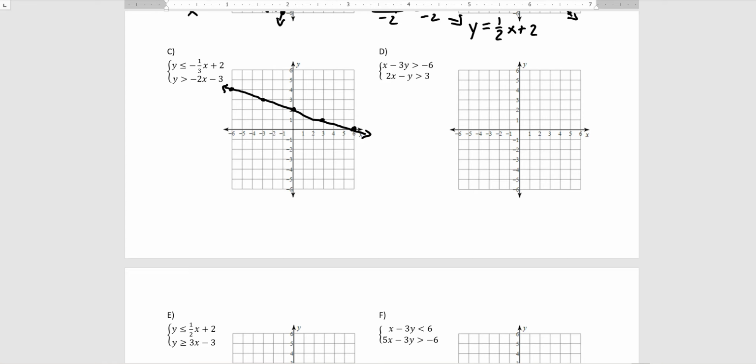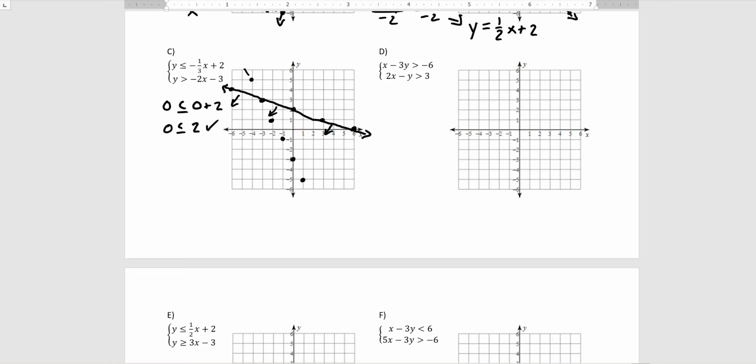Oh, I need to do my shading here. What am I thinking? So 0 is less than 0 plus 2. Is 0 less than or equal to 2? Yes, it is. So that means I'm going to shade towards 0, 0. Now y is greater than -2x minus 3. So -3. Slope of -2 will be down 2, right 1, up 2, left 1, up 2, left 1, up 2, left 1.